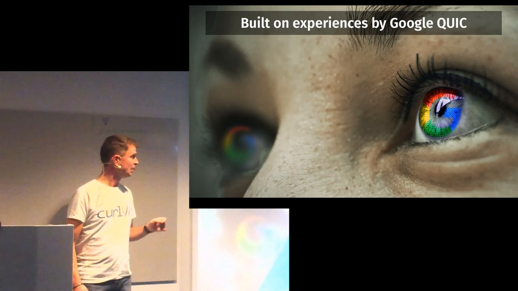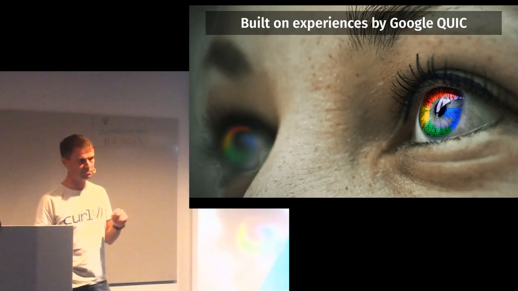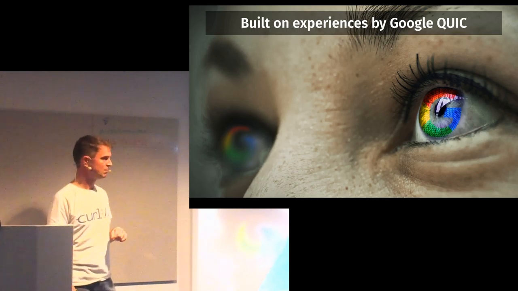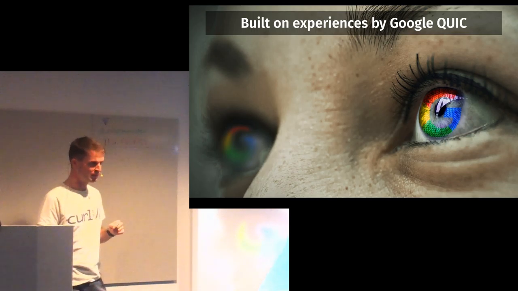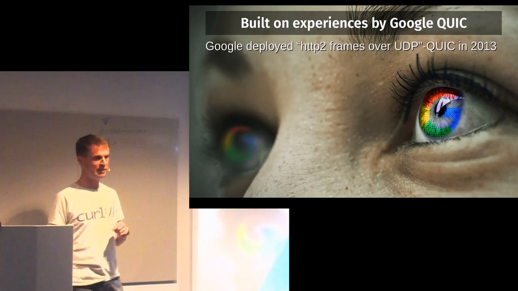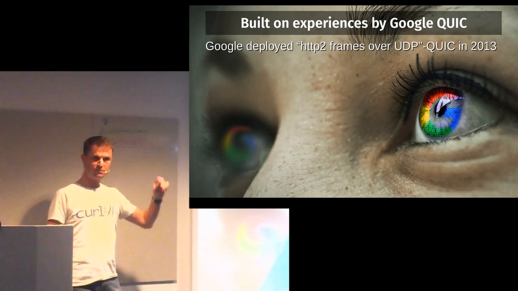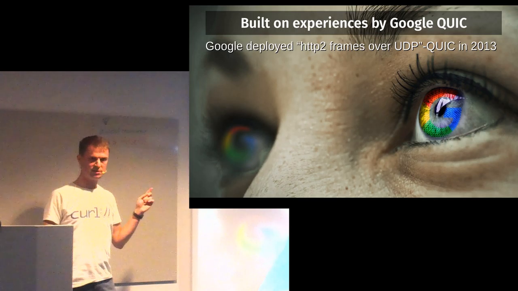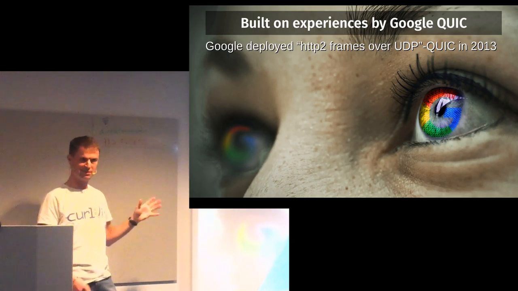QUIC is a new transport protocol. It's a TCP replacement. And I just mentioned that we don't introduce new protocols, TCP or UDP, but we do that anyway, right? And this is built on experiences from Google. They basically shipped HTTP2 frames sent over UDP. They call it QUIC. They went public with this in 2013, so I think they had it in-house before that.